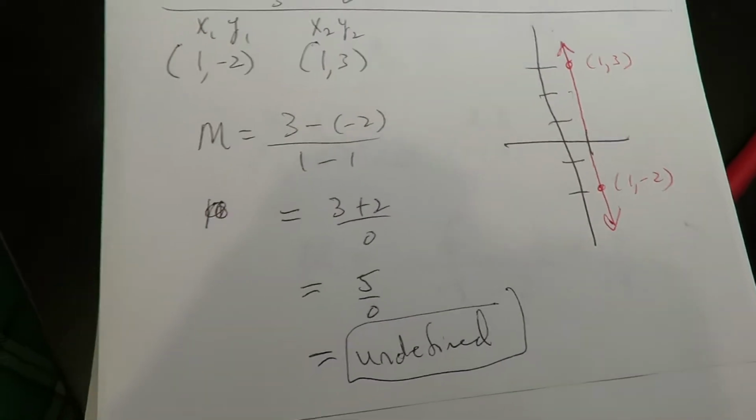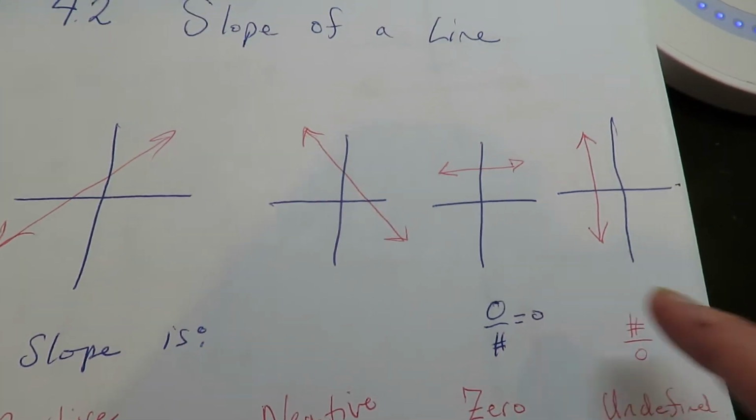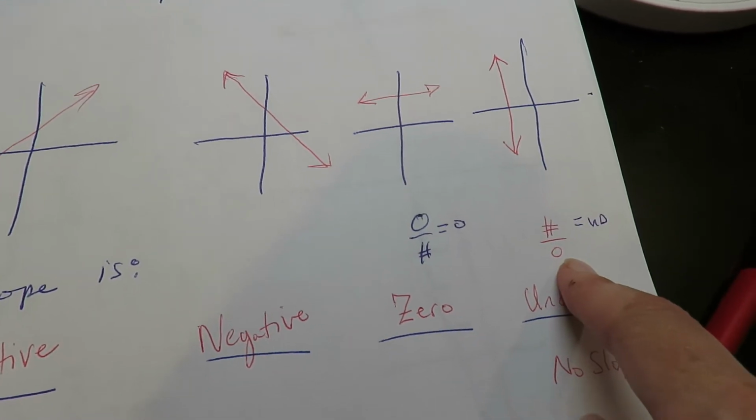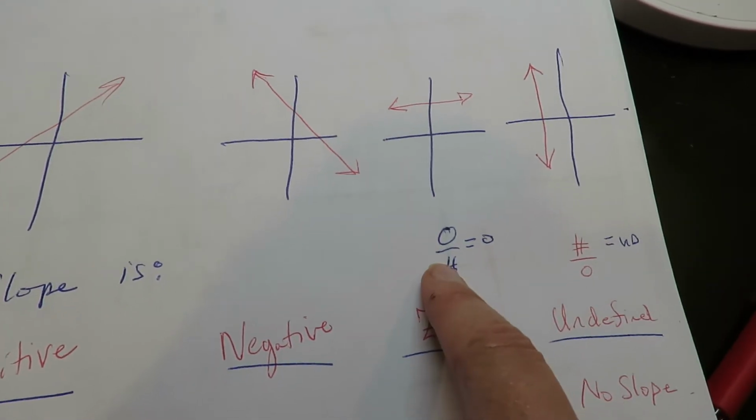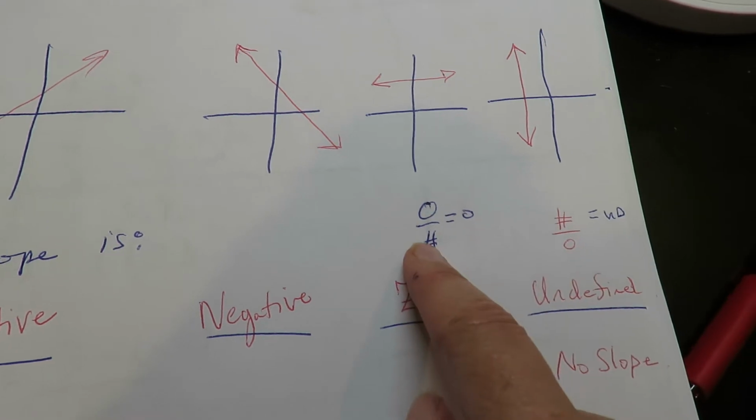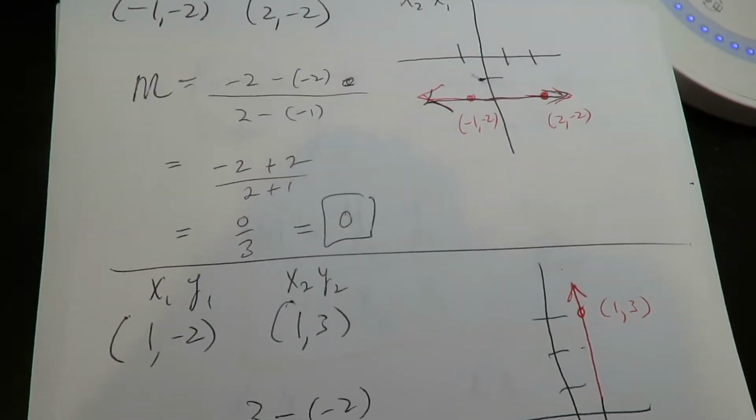Okay, so that is what I was trying to show you here. If it's a vertical line, the x values are the same. If it's a horizontal line, the y values are the same. Okay, just wanted to hit that point home.